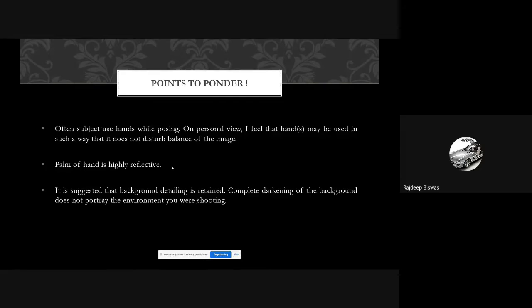While using the hand, remember the palm of the hand is highly reflective. Please try to avoid the light hitting the open palm. Just ask the subject to bend the hand inside so that the palm of the hand is not visible to the sensor. Otherwise, it creates a highlighted spot and it diverts your attention from the subject.